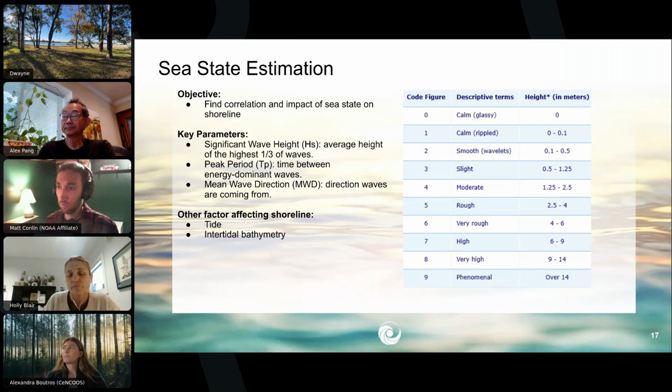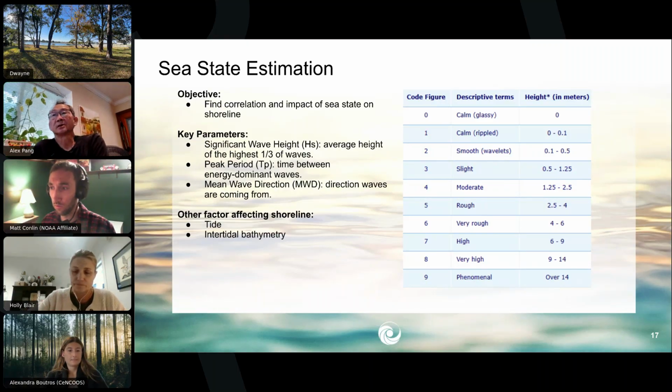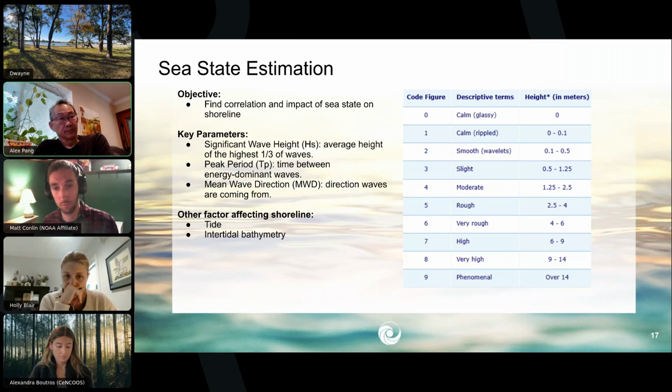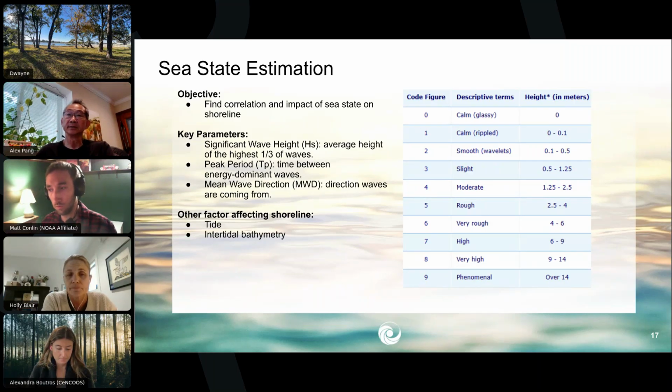So we started off with a rating of what the sea state is, from the World Meteorological Organization. The primary parameters are significant wave height, peak period, and I think the other relevant thing is the mean wave direction, because depending on the mean wave direction and the orientation of the beach, the wave could be coming directly into the beach or it could be shadowed. And then the other factors that we think would be important would be the tide and possibly the geometry or the bathymetry of the intertidal zone. Next slide, please.